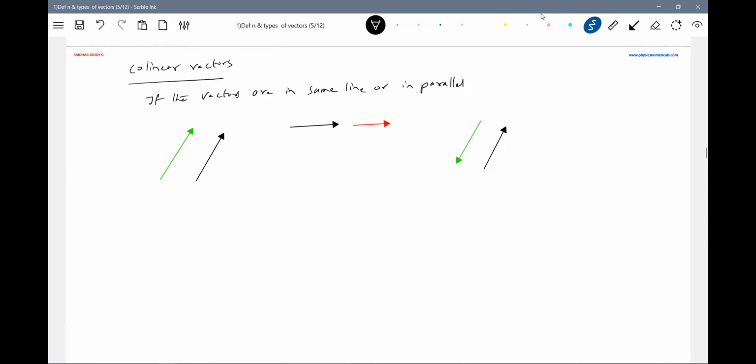Someone might ask, sir, what about the length? Why are you showing the same length in all? Okay, let's show it a little bit different here. I'll give the same example. The lengths can be equal or they need not be equal. It is not a necessary condition. So all these will become collinear vectors.